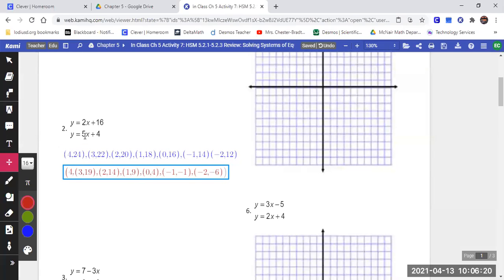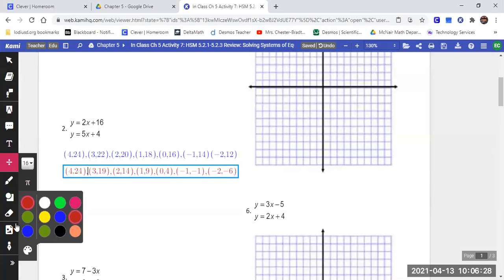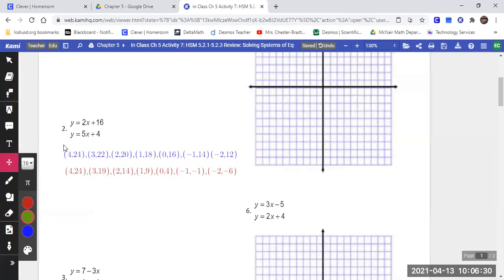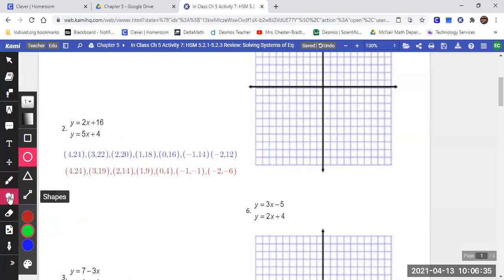4 comma, this one has a 5 in front of the X, so I'm adding 5 to the Y each time. Yay, we found it. Again, using the pattern after we did 2, 1, 0, -1, -2 on our table, okay? I'm not expecting you to extend your table past the 2, 1, 0, -1, -2. You get to use the pattern, okay?